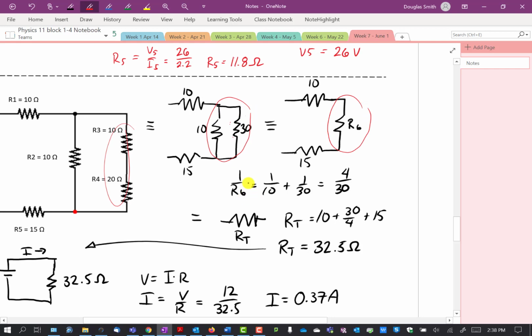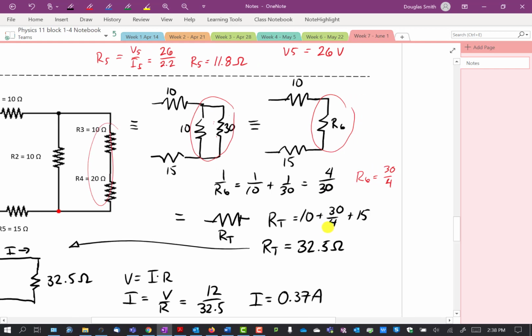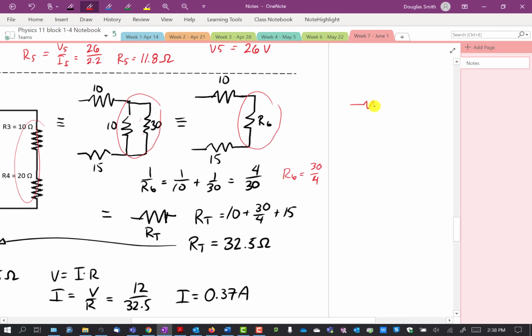So 1 over R6 is 1 over 10 plus 1 over 30. So that's 4 over 30. Therefore, R6 is 30 over 4. And at that point, I have a circuit that looks like 10, 15, 30 over 4. And I can just add those up. So RT is 10 plus 30 over 4 plus 15. That equals an RT of 32.5 ohms.